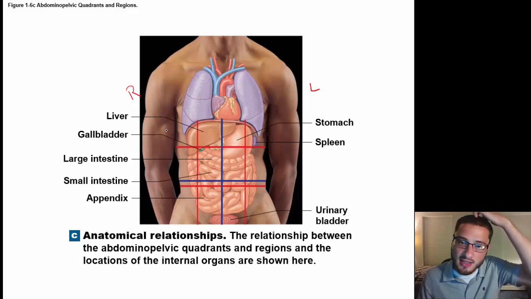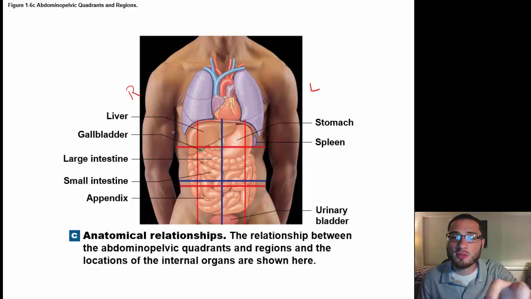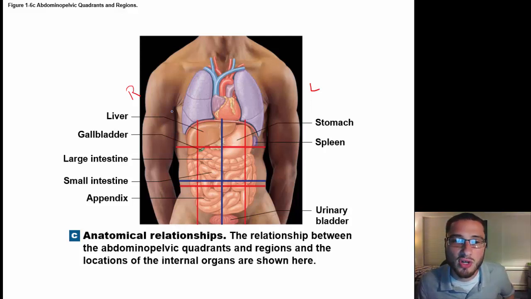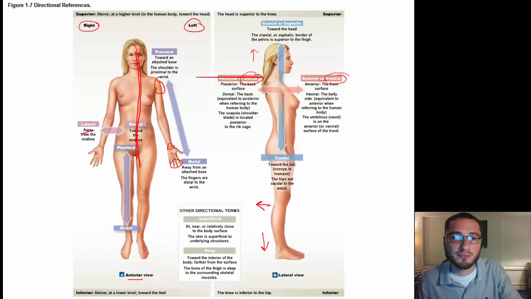And it's good to understand where some of the organs are. We'll get more into that as we go. But keep in mind, this is the right side of the patient. This is the left side of the patient.